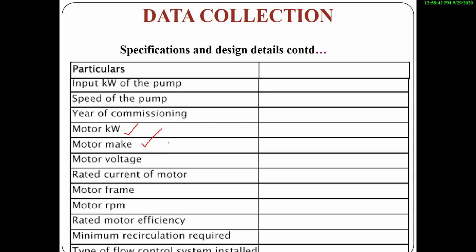So we have to consider the motor rating also: motor voltage, rated current of the motor, motor frame speed, which is expressed in RPM, the rated motor efficiency, and the minimum recirculation required. Next is the type of flow control system installed. These are the major parameters.